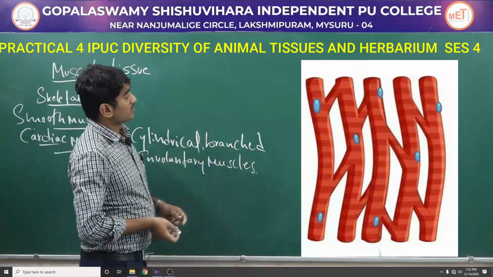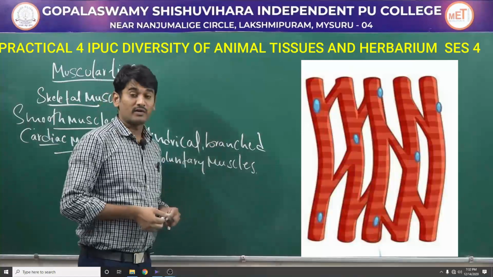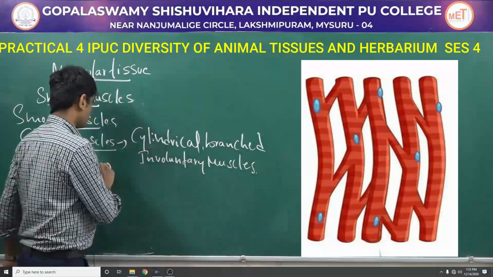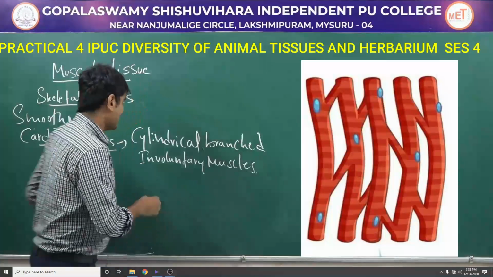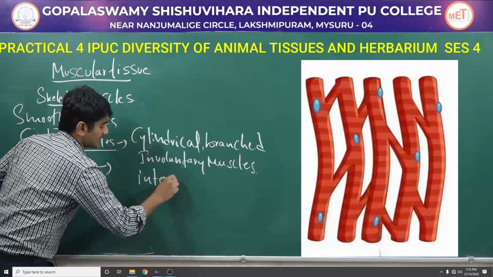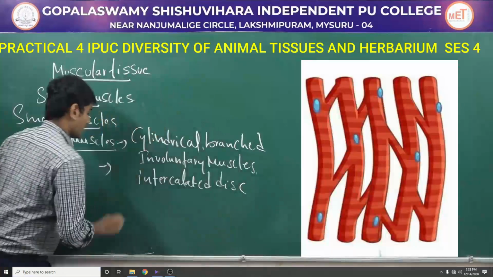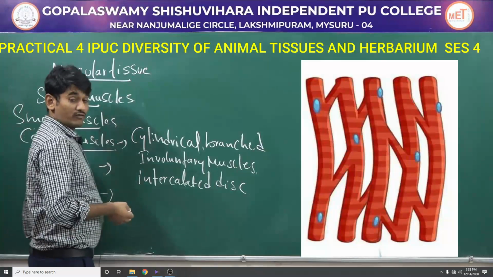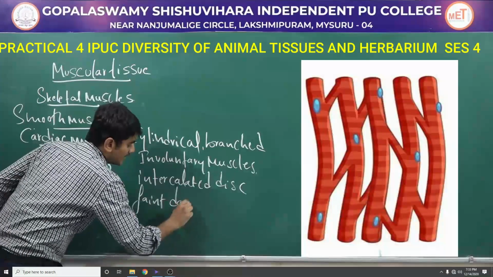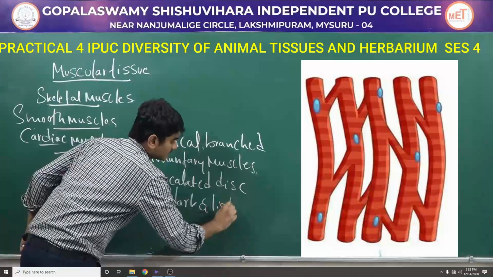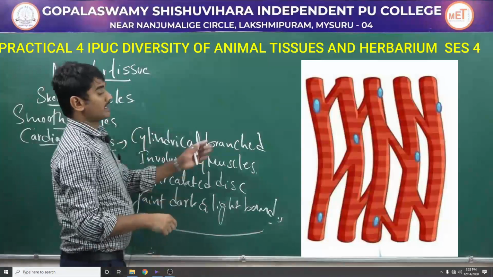As we can observe, the cell shows a sarcolemma, thin sarcoplasma, and the presence of a nucleus in the center. At the junction of cells, there is the presence of an intercalated disc, and a number of myofibrils contain faint, dark and light bands. Yes, this is all about cardiac muscles.